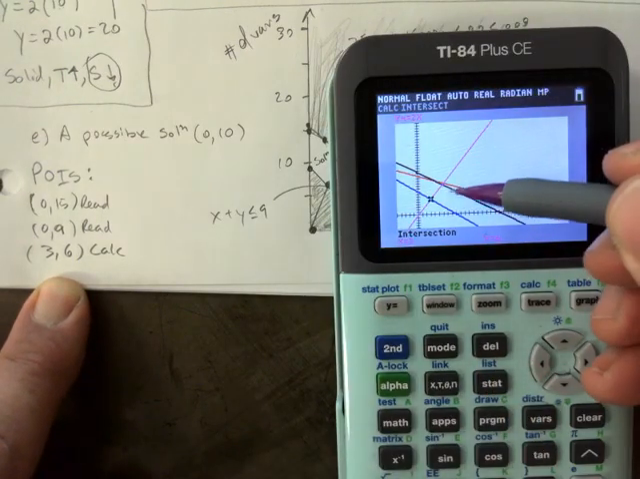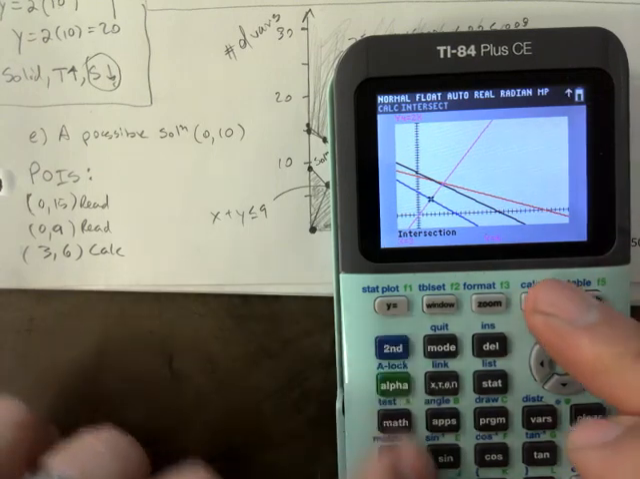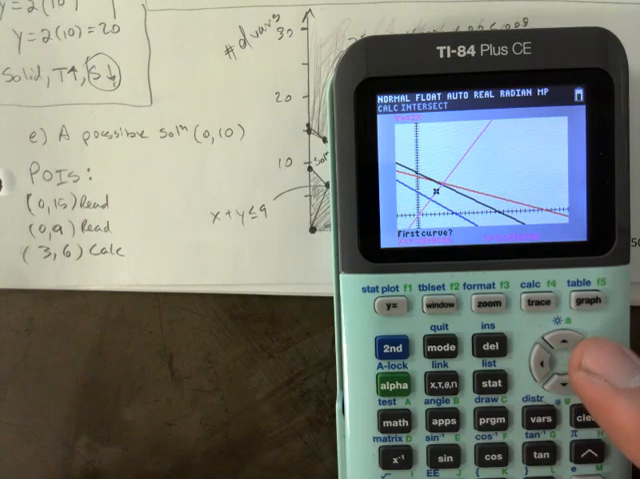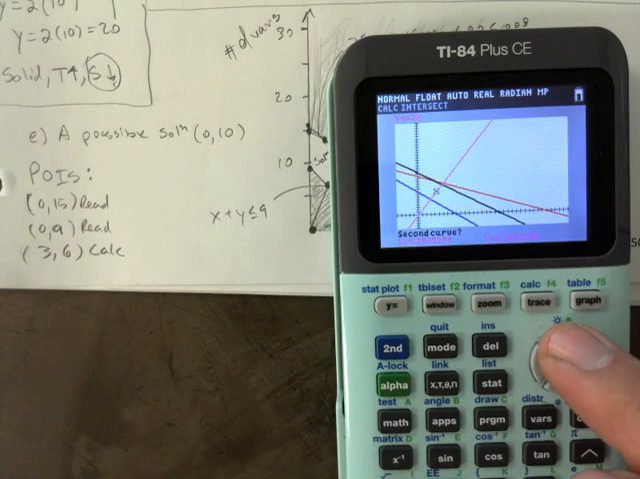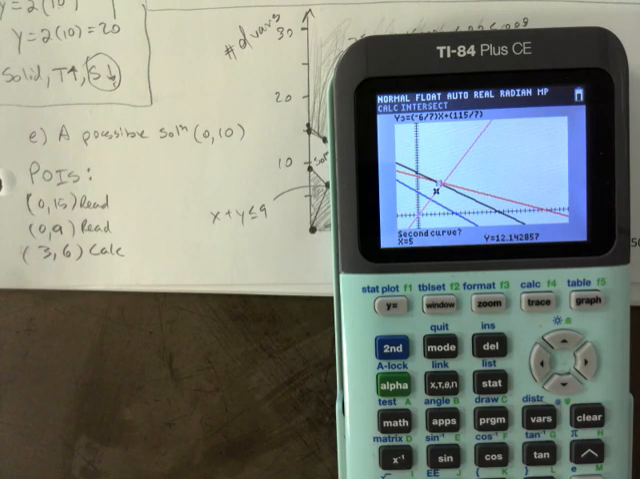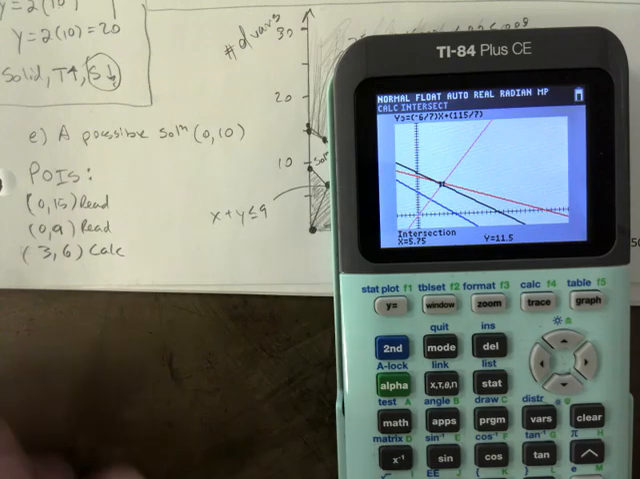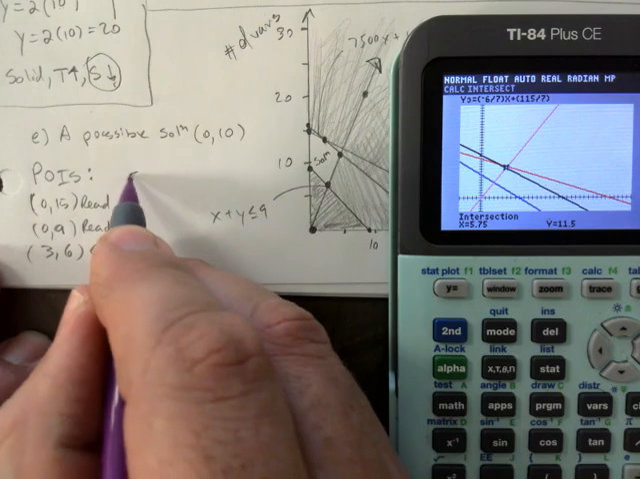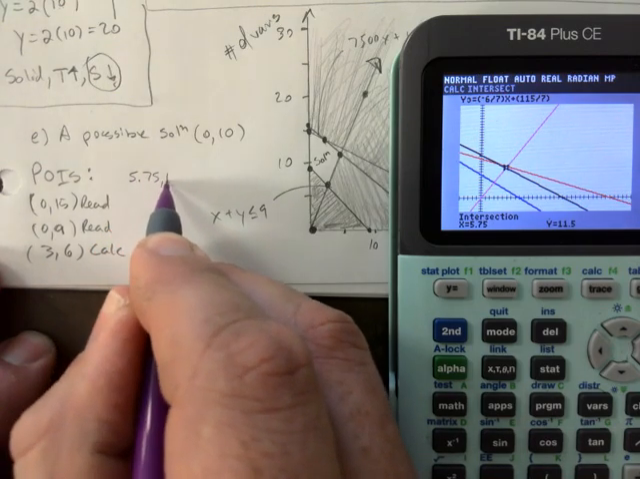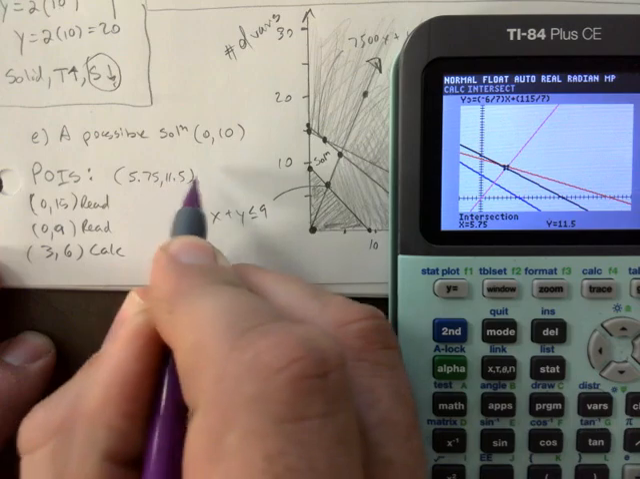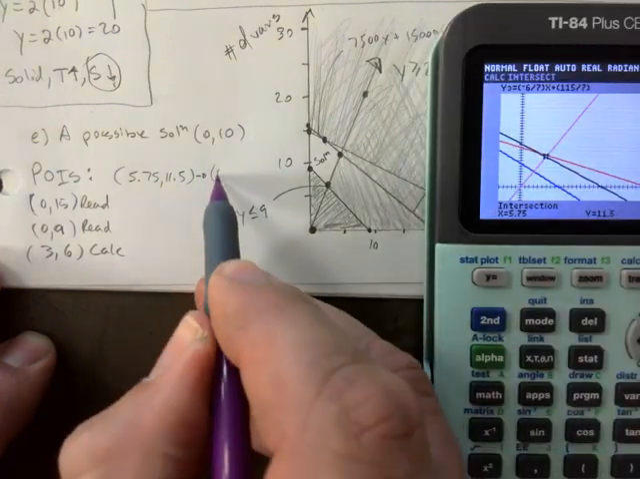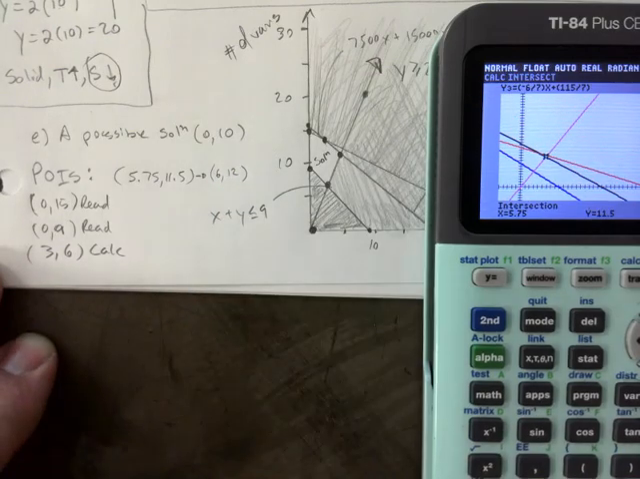I'm going to focus on the pink and the black. Second trace 5. I'm going to jump. Oh, I'm on the pink, so let's start with the pink. No harm there. Pink. Cycle through till you get to the black line. Enter, enter. So that's (5.75, 11.5). That one you need to round. Let's do that right away. So (6, 12).